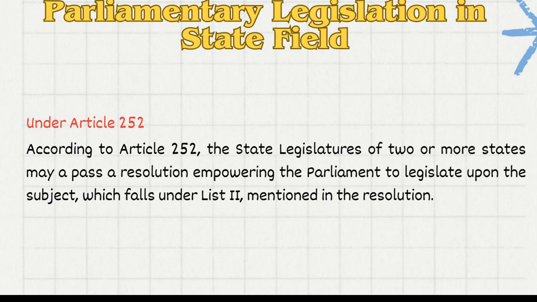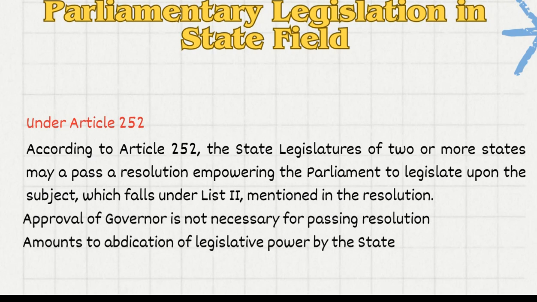According to Article 252, the state legislatures of two or more states may pass a resolution empowering the Parliament to legislate upon the subject which falls under List 2 or the state list which has been mentioned in such a resolution. It must be remembered that approval of the governor of a state is not necessary for passing a resolution under Article 252.